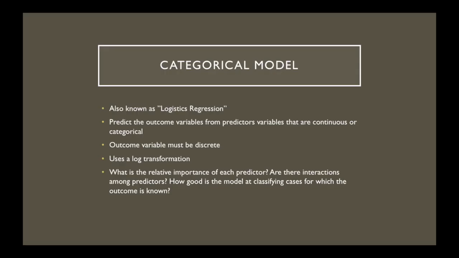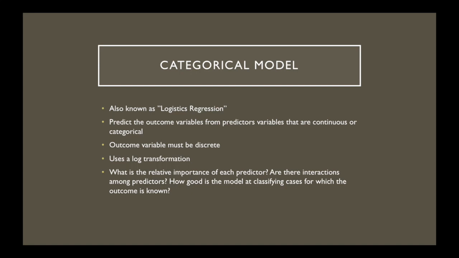We use logistic regression when we want to predict the outcome variable from predictor variables that are continuous and/or categorical. We use this model because the data violates the assumption of linearity in normal regression. The outcome variable for a categorical model must be discrete. Logistic regression uses a log transformation on the outcome variable, which allows us to model a nonlinear association in a linear way. We answer the following questions by using logistic regression.